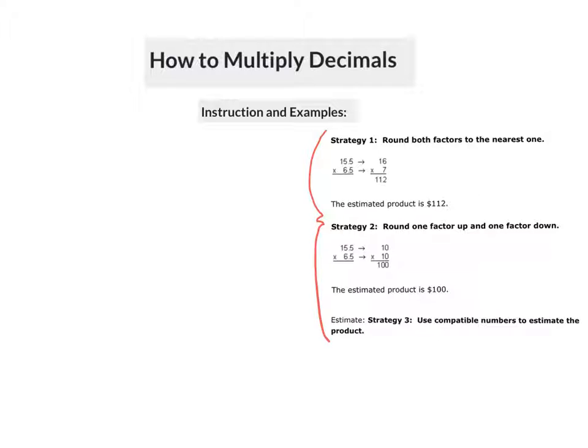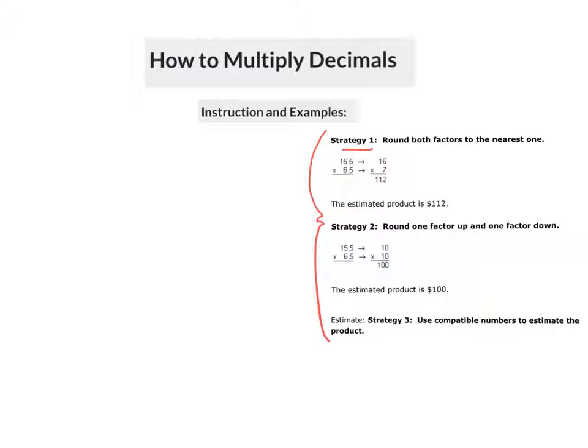There's three strategies that I also like. Strategy one is you round both factors to the nearest one and multiply. So you can see that here. 15.5, we would round that to 16. 6.5, we round to 7, and we get 112.